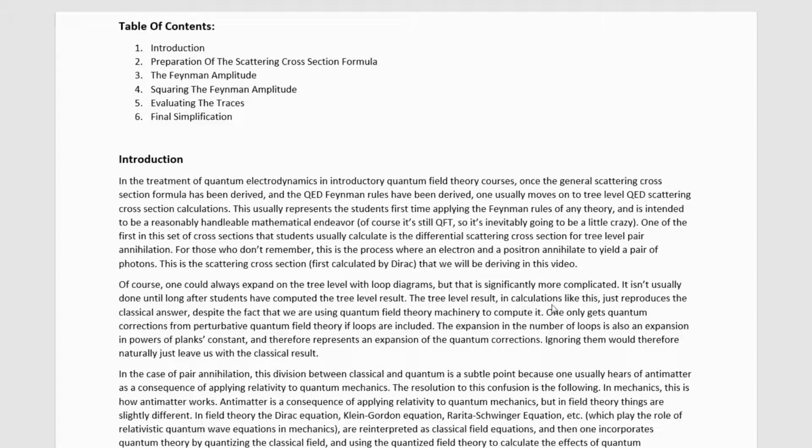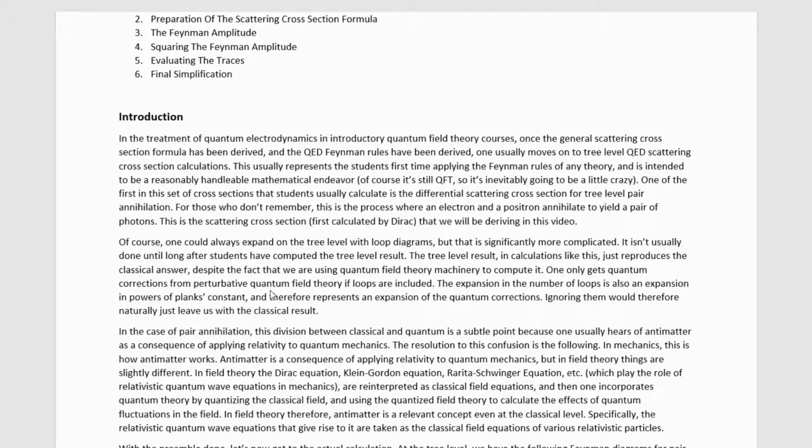The tree level result in calculations like this just reproduces the classical answer, despite the fact that we are using quantum field theory machinery to compute it. One only gets quantum corrections from perturbative quantum field theory if loops are included. The expansion in the number of loops is also an expansion in powers of Planck's constant, and therefore represents an expansion of the quantum corrections. Ignoring them would therefore naturally just leave us with the classical result.